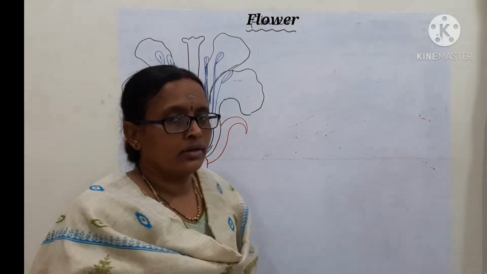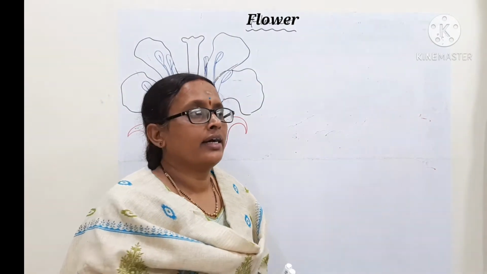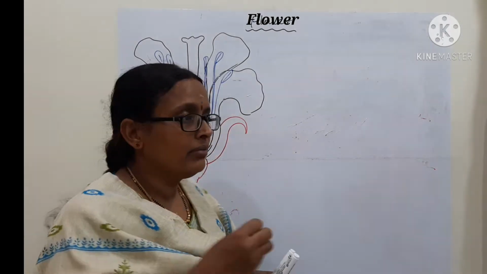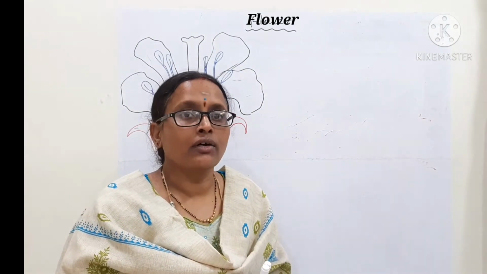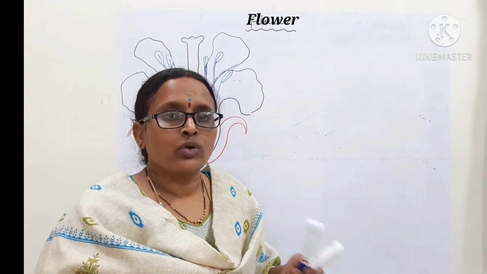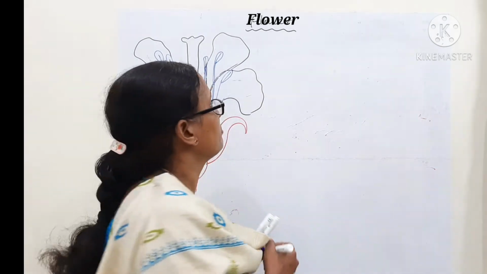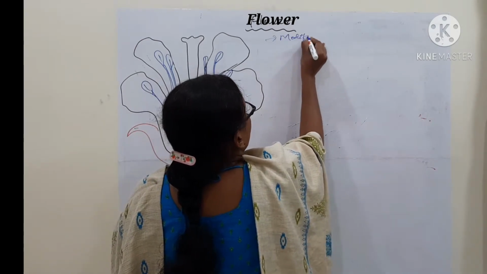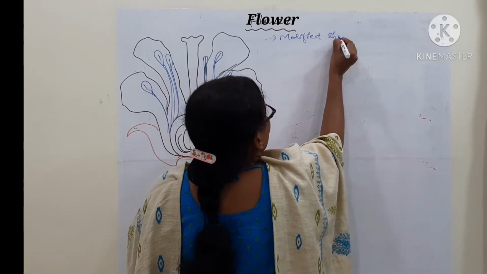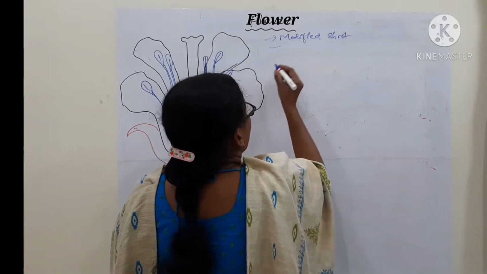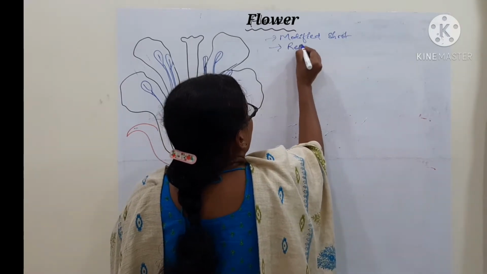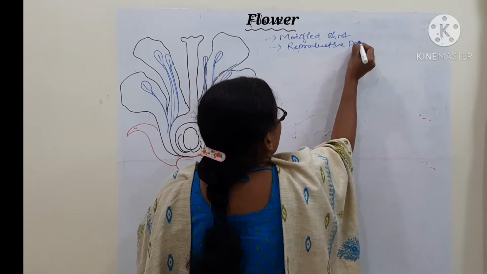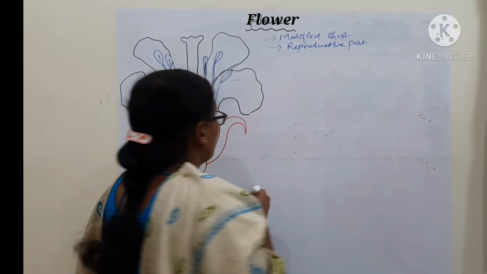Flower is a reproductive part. It is a modified shoot. The stem itself is modified for the purpose of reproduction. So the flower is a modified shoot, and it is a reproductive part or organ, a reproductive organ.